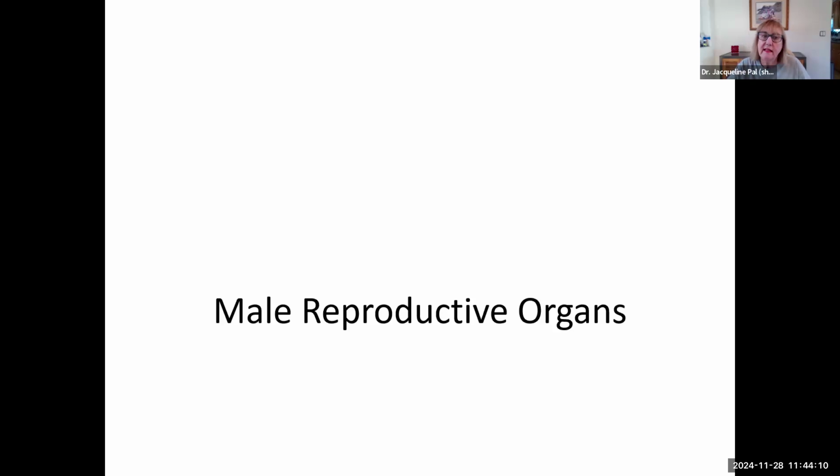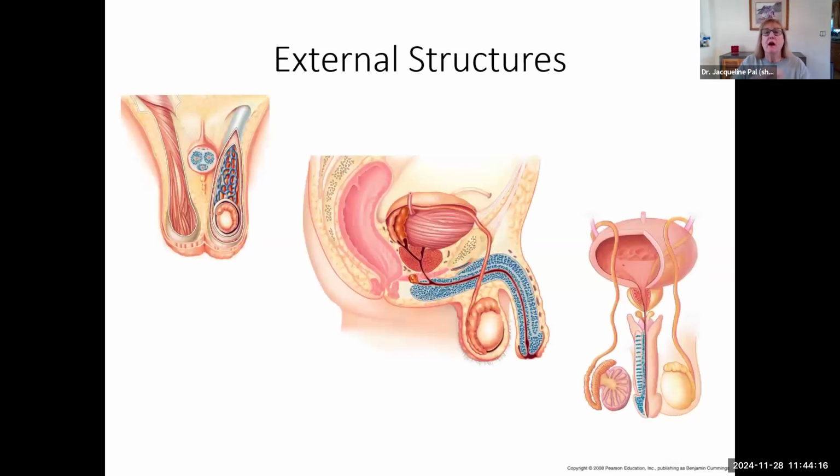Welcome back. Let's start learning about some structures in male reproductive organs, shall we? All right, so I've got three different pictures here to show you the external structure. Starting over here on the left, this is a view of the anterior of male with the penis amputated here and the skin on the front of the scrotum cut off. So this is the scrotum here.